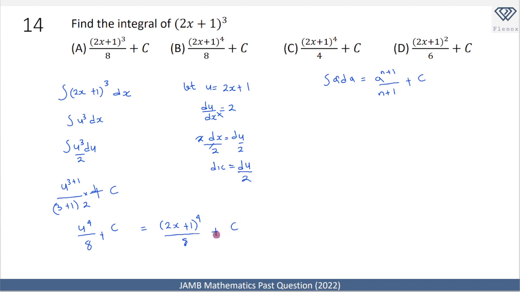And what option coincides with that? That is going to be option B. So the correct answer to this is option B. Now, if you want more clarity on differentiation and integration, we also have tutorial videos addressing that topic in particular.